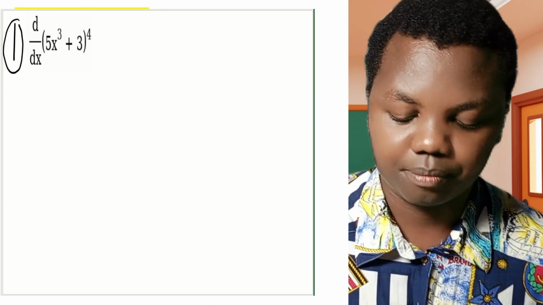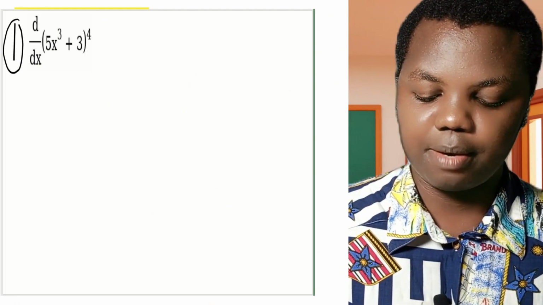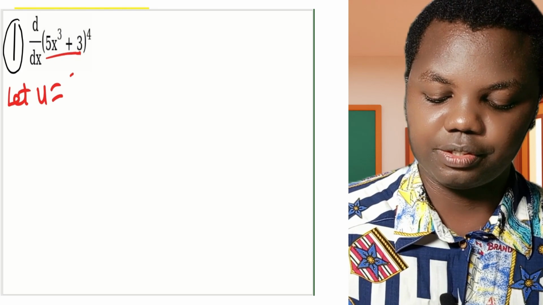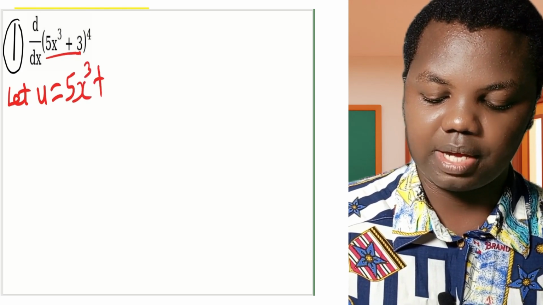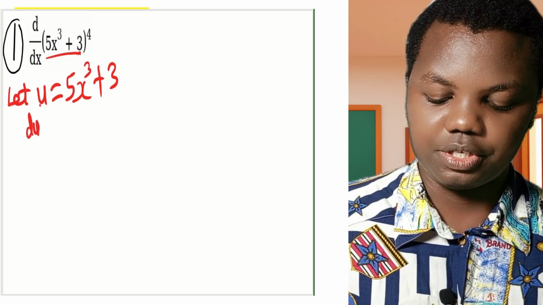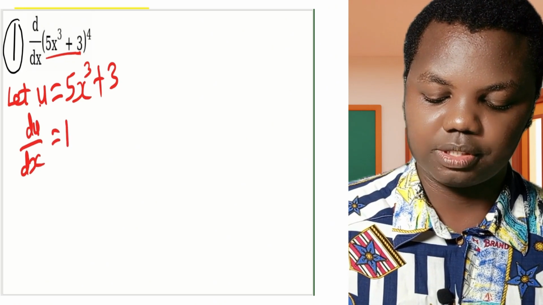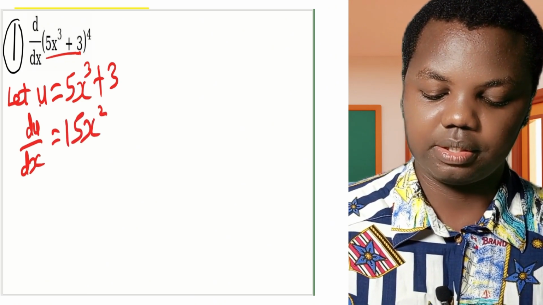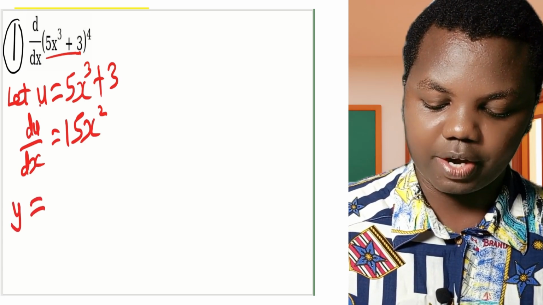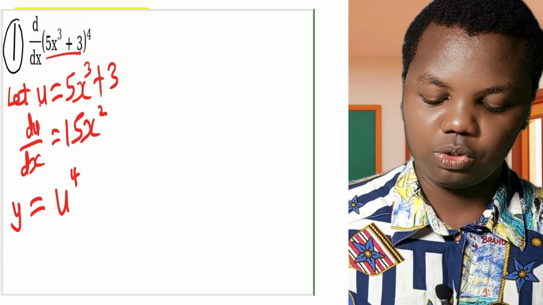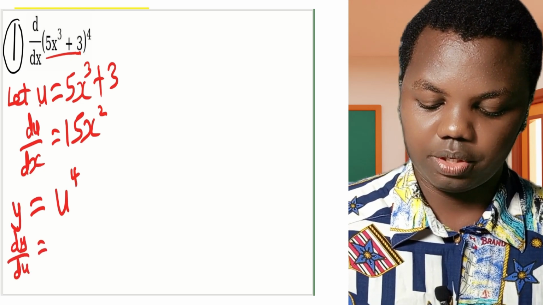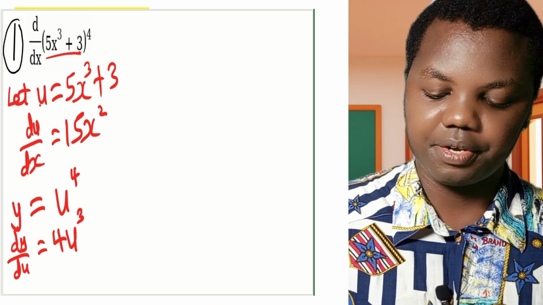Here is question 1. In this case, the entire bracket becomes my u, such that u is 5x to the power of 3 plus 3. So I'm going to differentiate u with respect to x. So du/dx becomes 15x squared. Then I'll say let y become u to the power of 4. So I'm going to differentiate y with respect to u. dy/du equals 4u to the power of 3.